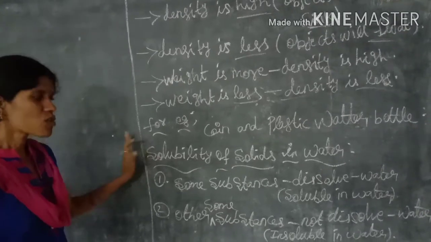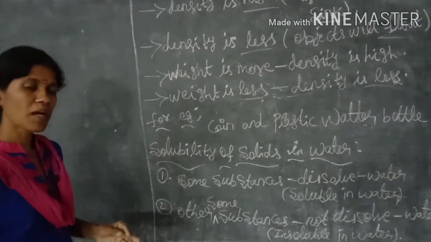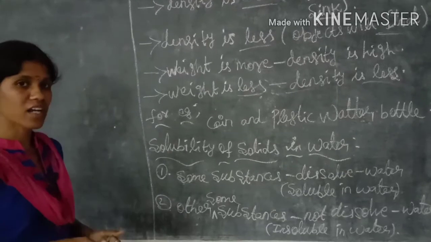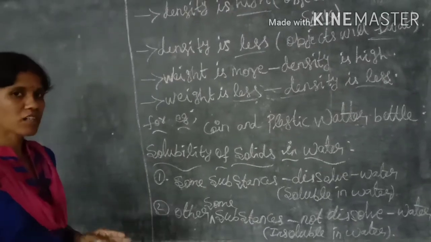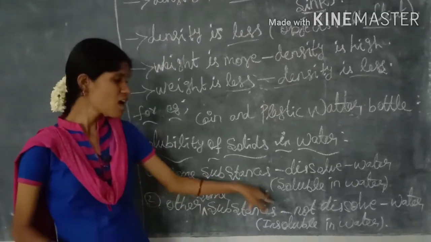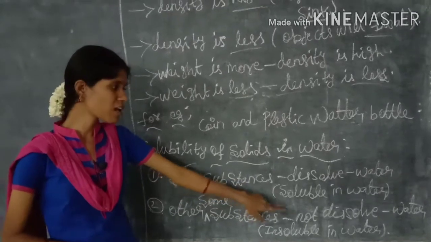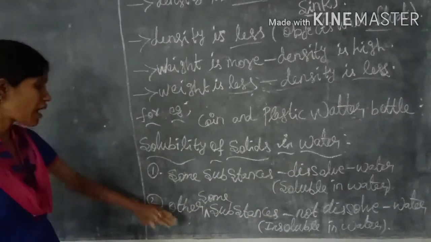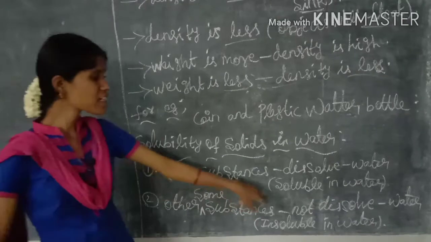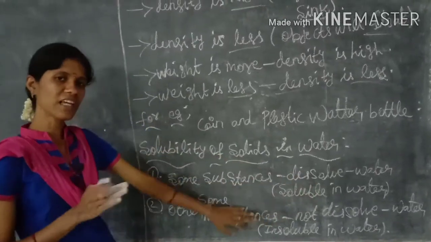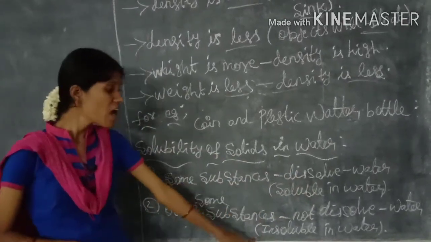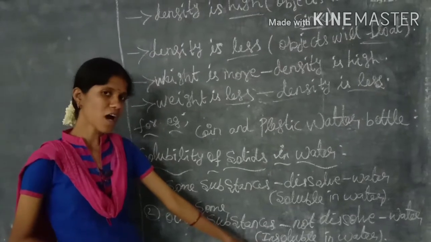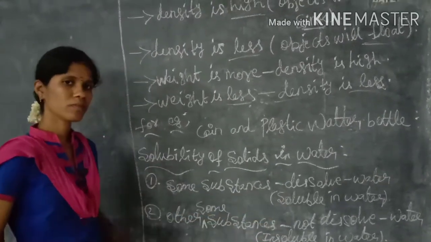Substances that dissolve in water, dissolves means it gets mixed in, are known as soluble substances. And some other substances are not dissolved in water; whatever does not dissolve in the liquid is called insoluble substances, or insoluble in water.